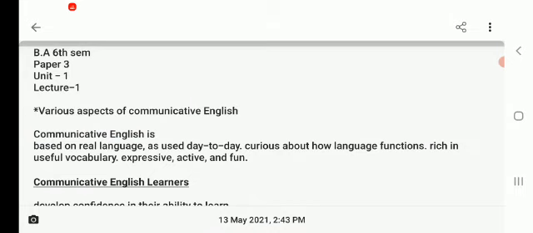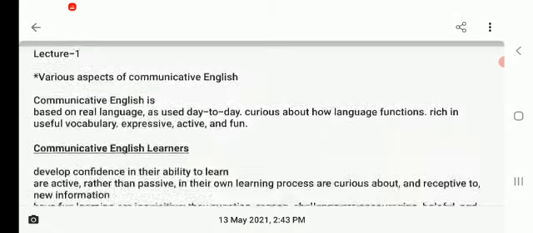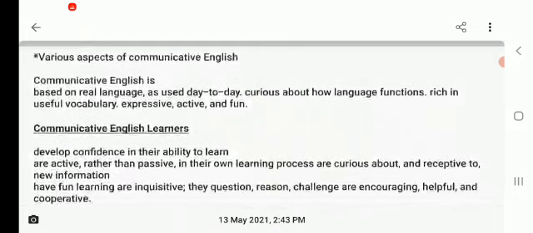Today we are going to start with Paper 3, Unit 1, Lecture 1. We have already done Paper 1 and Paper 2, but Paper 3 is a new thing, which will tell you about the various aspects of communicative English. What exactly is communicative English?